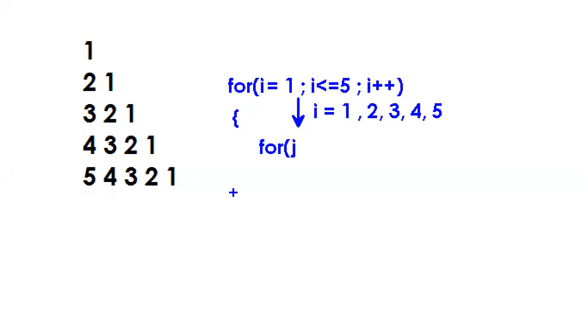Next, the j value, the inner loop. It starts from 1, starts from 2, starts from 3, 4, 5. That is nothing but it starts with i only, no? j always starts with i. j is greater than or equal to 1.